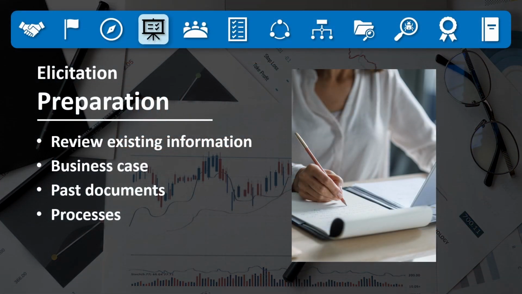Once the approach has been defined, the next step is preparation. Good preparation is what separates a smooth, insightful elicitation session from one that leaves everyone confused or disengaged. Preparation starts with gathering and reviewing existing information. This might include the business case, the project charter, past requirement documents, or even process manuals. Often, valuable insights are already hidden in these sources, and reviewing them prevents us from asking stakeholders questions that we should already know the answers to.